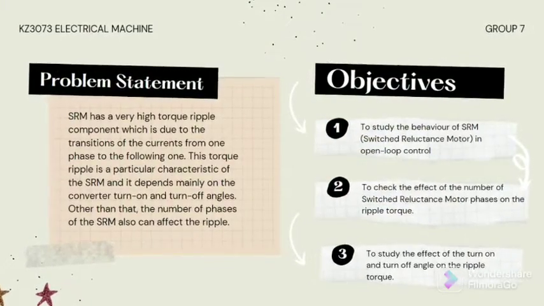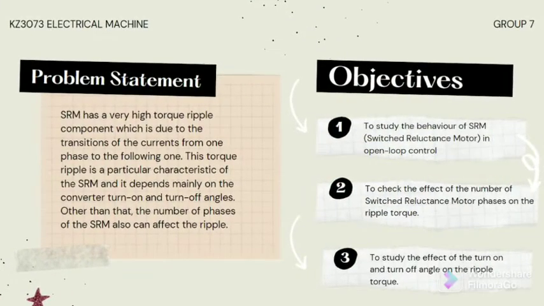Next, for the problem statement, SRM has a very high torque ripple component, which is due to the transition of the current from one phase to the following one. This torque ripple is a particular characteristic of the SRM and it depends mainly on the converter turn on and turn off angles. Other than that, the number of phases of the SRM can also affect the ripple.